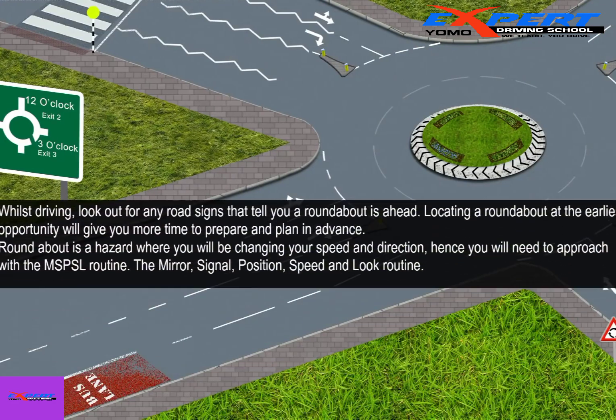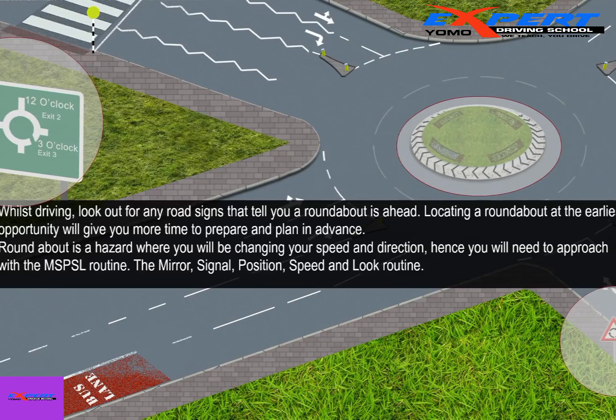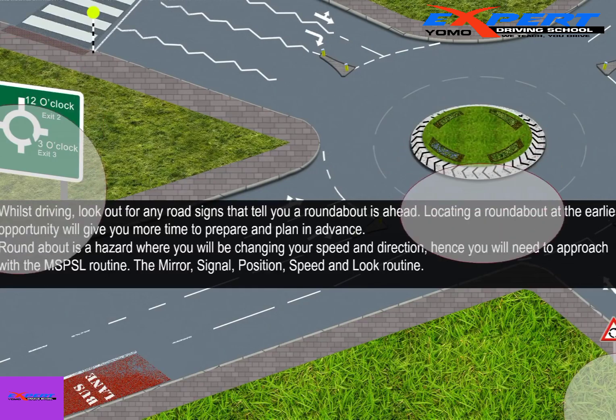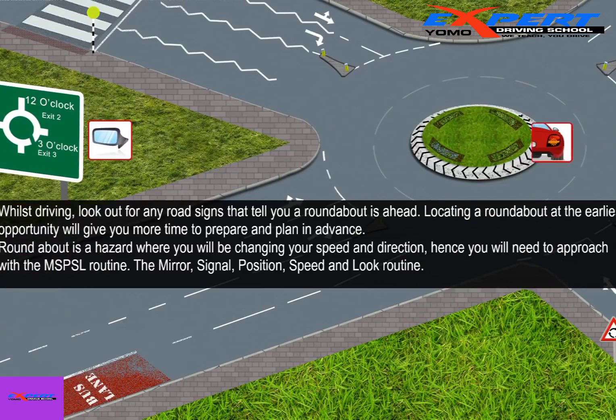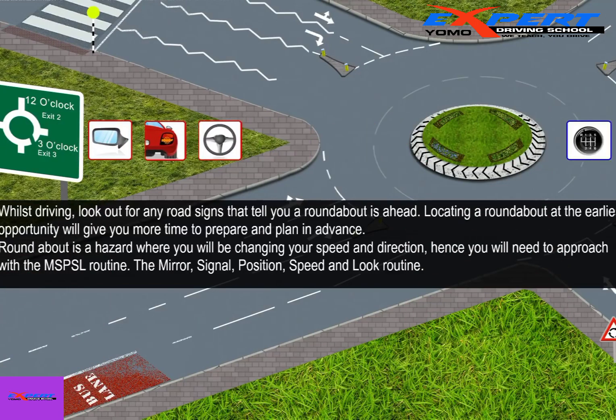Whilst driving, look out for any road signs that tell you a roundabout is ahead. Locating a roundabout at the earliest opportunity will give you more time to prepare and plan in advance. A roundabout is a hazard where you will be changing your speed and direction, hence you will need to approach with the MSPSL routine. The mirror, signal, position, speed and look routine.